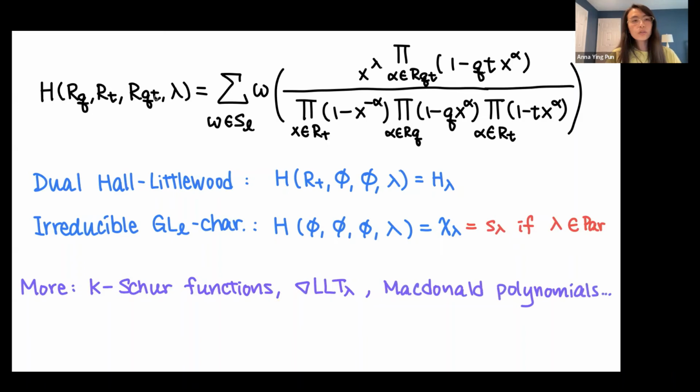You can also choose your root set carefully, and then you can get your K-Schur functions. You can talk about the Nabla on LT polynomials. And we also have a modified version on the Macdonald polynomial, so we call it mechanisms. So there are a lot of versions that you can play with, and it actually includes a lot of things that we know.